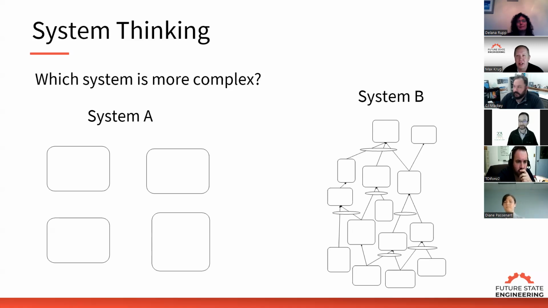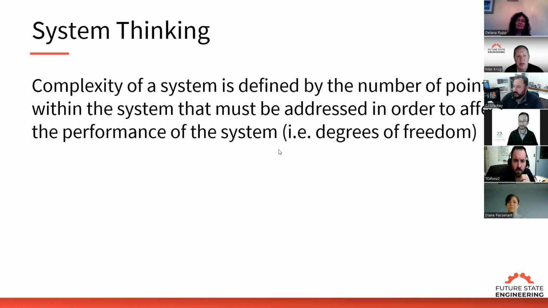And so from Dr. Goldratt, who was a doctor in physics, when you look at physics, how do physicists define complexity? Well, complexity is defined by the number of points within a system you need to address in order to affect the performance of the system. So it's called degrees of freedom. So the more degrees of freedom in a system, the more complex the system.